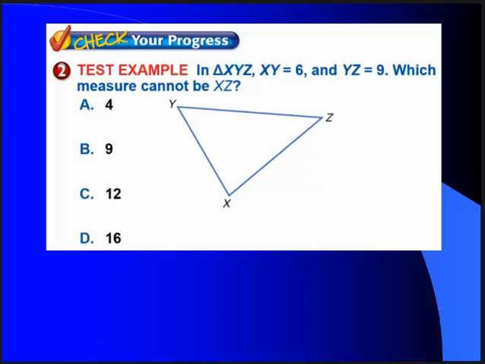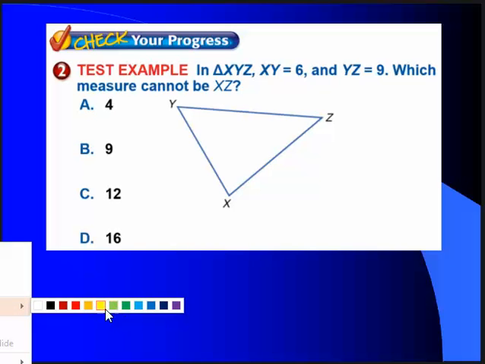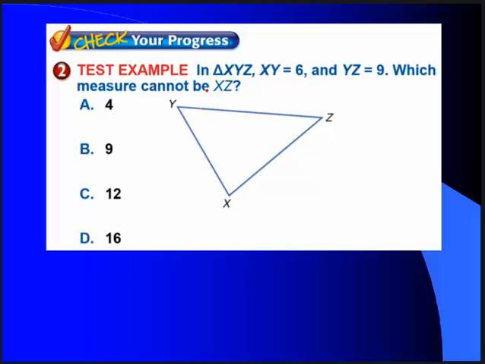Let me use a better color here. Okay, so here we have triangle XYZ. We know that XY is 6. You can draw it in here, might help you visualize a little bit better. YZ is 9. Which measure cannot be XZ? Well, again, we're going to add the two that we have, and that has to be bigger than the third side. So the third side has to be less than 15. The only answer that is not less than 15 is answer choice D.